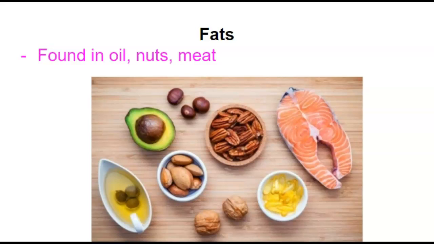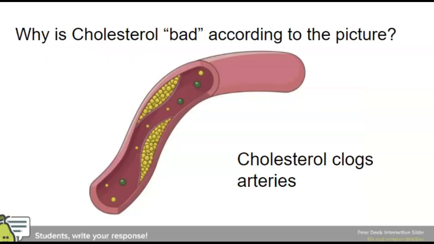So now we're going to look at types of fat, and some types of fats are a little better for the body than others. So, cholesterol. We've talked a little bit about cholesterol when we talked about the circulatory system. Cholesterol clogs our arteries. There's actually two types of cholesterol. We're not going to go into the two types. One of them is not as good and one of them is better. But basically, cholesterol can clog our arteries. We learned that in our circulatory system.